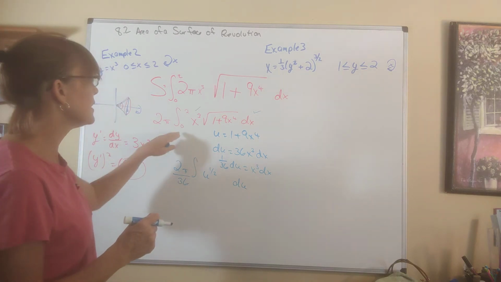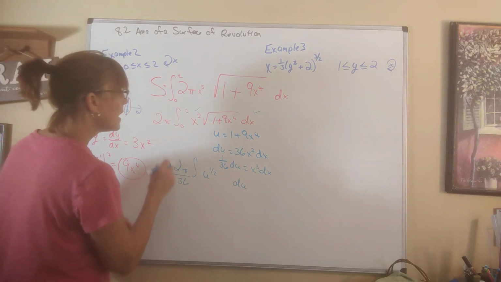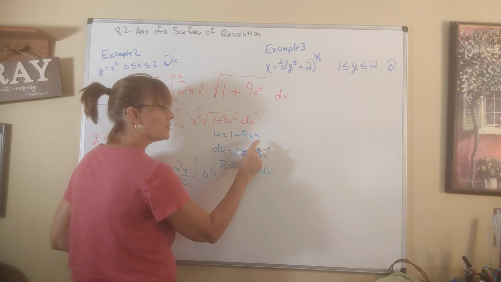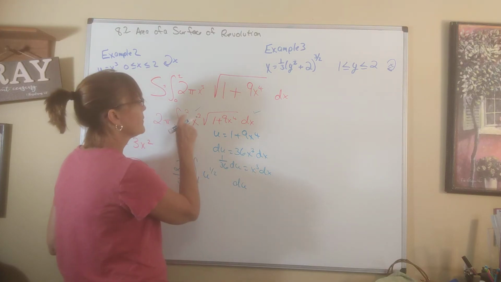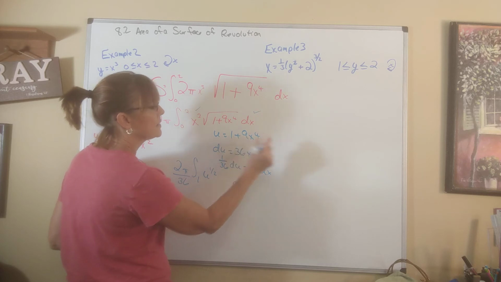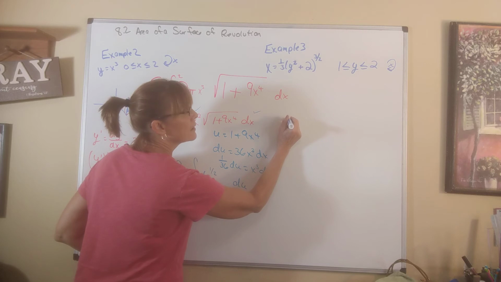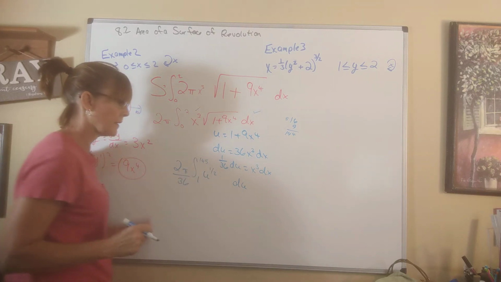The only thing left to do is adjust my limits in terms of u if I choose to do that. And I do want to do that. So if I let 0 go in here for x, 0 to the fourth is 0 times 9 is 0 plus a 1. This turns into a 1. If I put in 2, that's going to be 16 times 9. Oh my goodness, 16 times 9. Oh, it's 144. Plus a 1 is 145. Okay, that's what we get there.